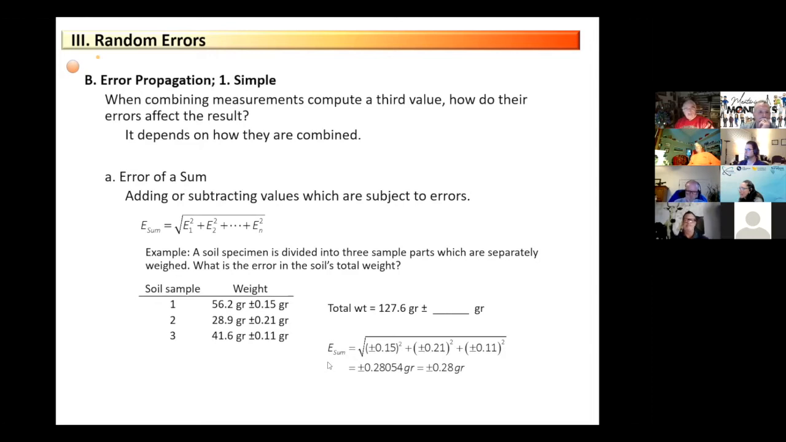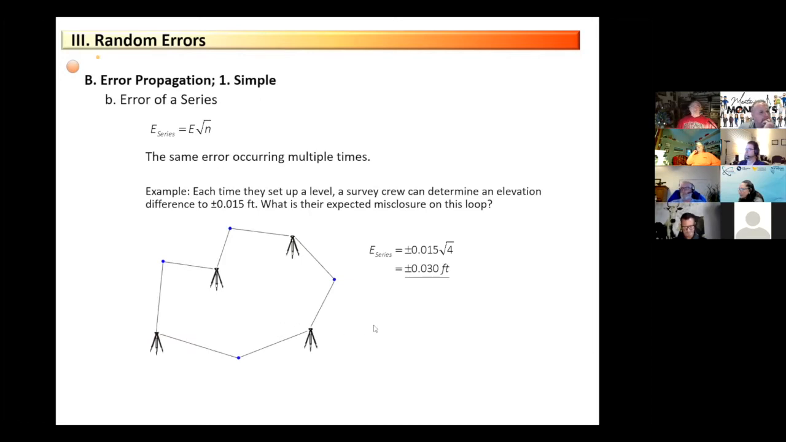We'll revisit this one when we talk about more complex relationships a little later on. One that we use a lot in surveying is the error of a series. An error of a series is a special case of the error of a sum, and it assumes that all the individual errors are the same. For instance, every time we set up a differential or an automatic level, we determine an elevation difference. If we can determine that to within a certain uncertainty, then we can project what our total error is going to be on a level circuit that we run. The way the error accumulates is that the error itself times the square root of the number of chances it gets to occur. We see this all the time in level loop adjustment.